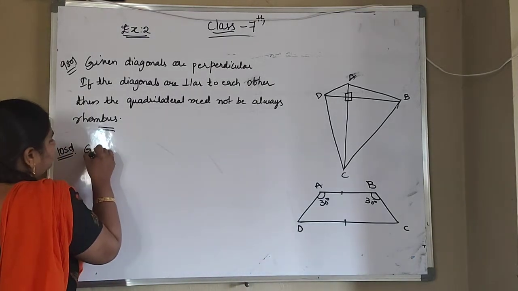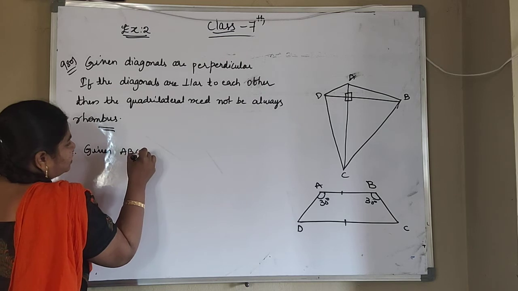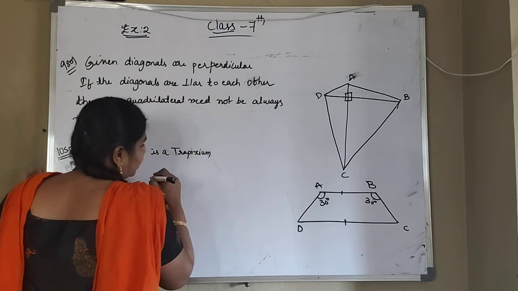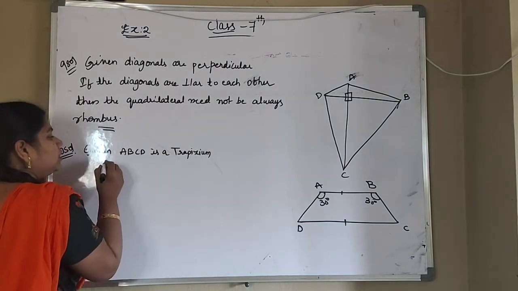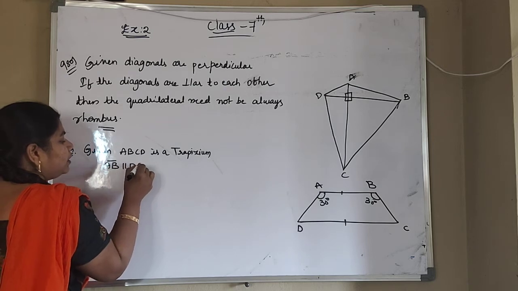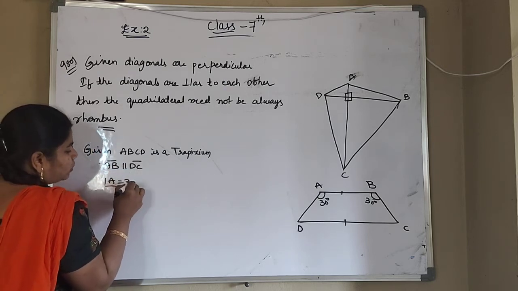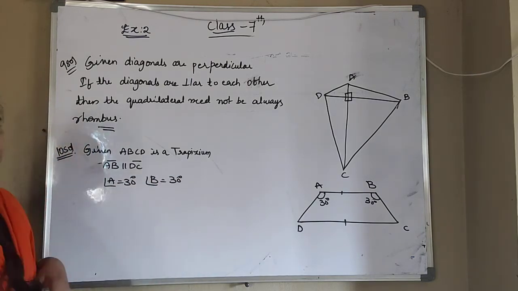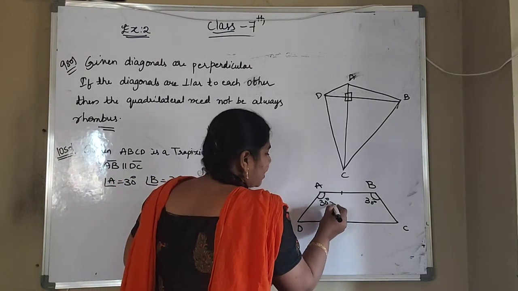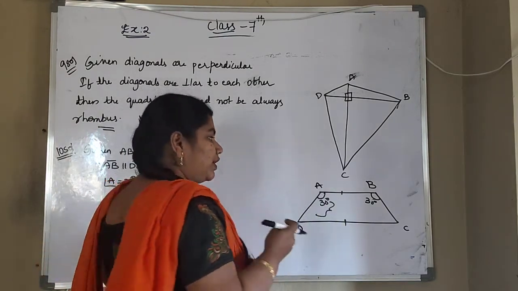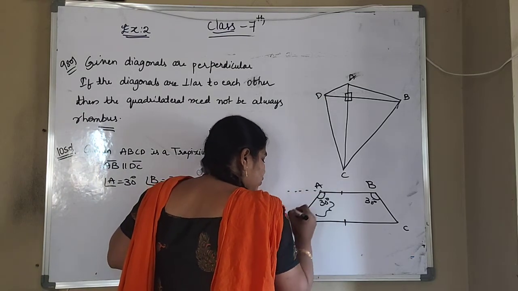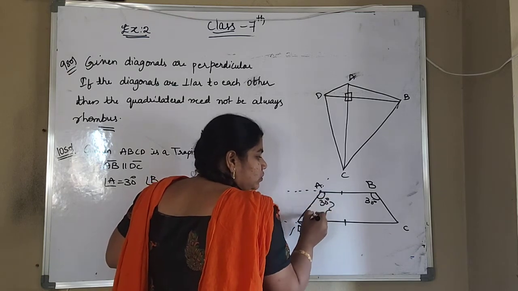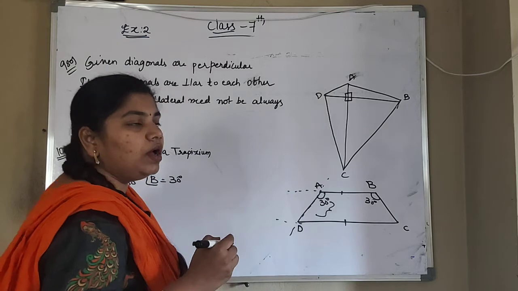So given ABCD is a trapezium, AB line segment is parallel to DC line segment, angle A is equal to 30 and angle B is equal to 30. The other two angles we have to find. Already we know that the sum of two adjacent angles will be equal to 180 degrees. So if I extend this line, this will be a transversal, and we know that the sum of two interior angles on the same side of a transversal will be equal to 180 degrees.